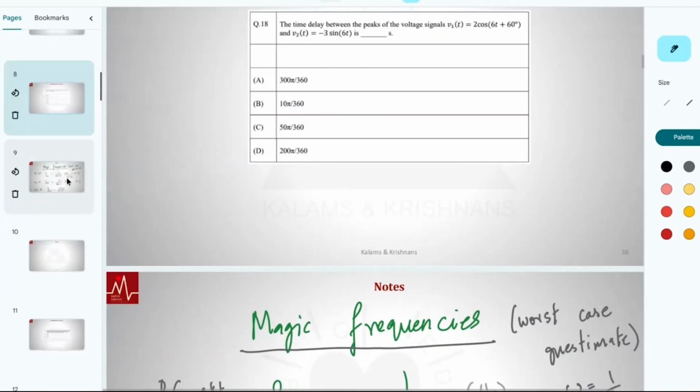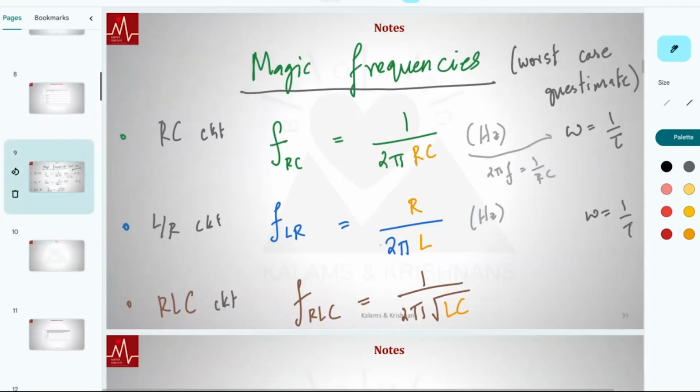In an exam, with 10 minutes left, they're asking you for some frequency and you don't know what that frequency is. The best case is this: best case, worst case, best guess. You don't know the answer, but you want to guess sensibly. That is the worst case, best guess scenario. The three numbers that I have given you, any frequency they are asking, based on the circuit, plug in one of these three numbers. That is the suggestion.